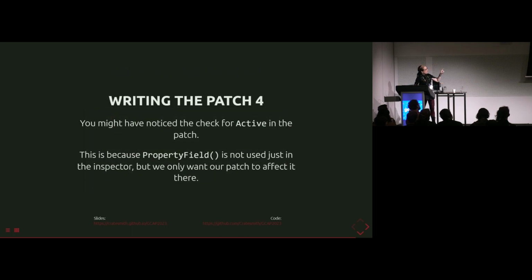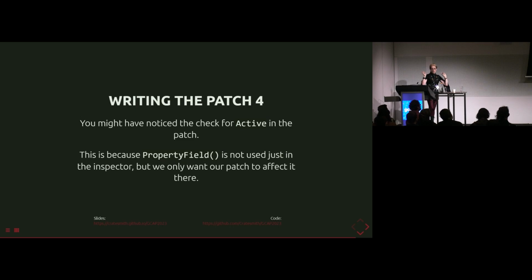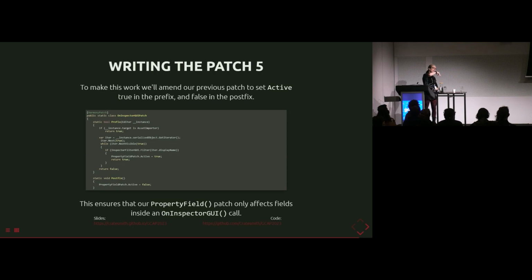You might have noticed there was a check for active in that patch. This, if not active, return true. That's because property fields are used all over the code, all over the Unity editor. It's not just used for the inspector. We only want it to be active in the current inspector. So what we do is we get a bit sneaky. We go back to our previous patch and we add into it, just before we return true, we set PropertyFieldPatch.active to true. That basically turns on the property field patch, or otherwise it always passes. And then we create a postfix method that turns it off. So it's only active when you're in the inspector for something that has already passed this other check.